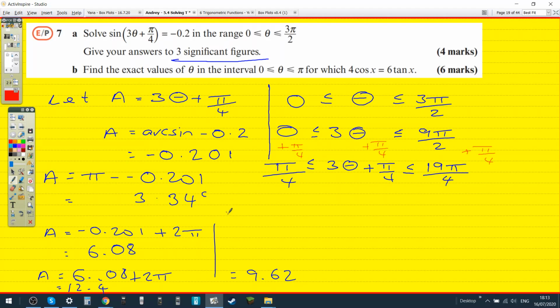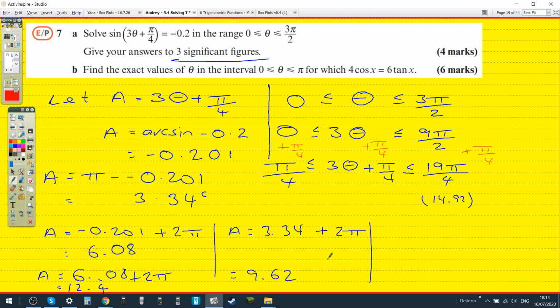What is 19 pi over 4 as a decimal? 14.92. So that's 10.92. And so we can use that to see where we stop. And then do I need to do 9.62 plus 2 pi? Yeah, give it a go. Oh, that'll be too far, won't it? Yeah, it'll be too big.